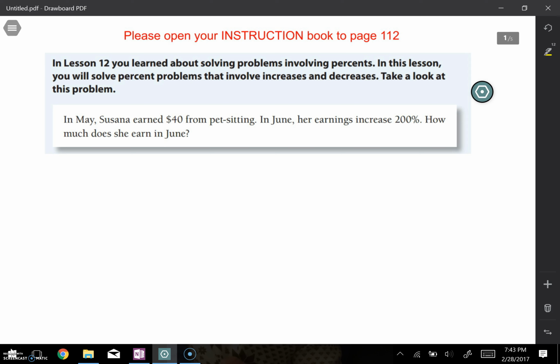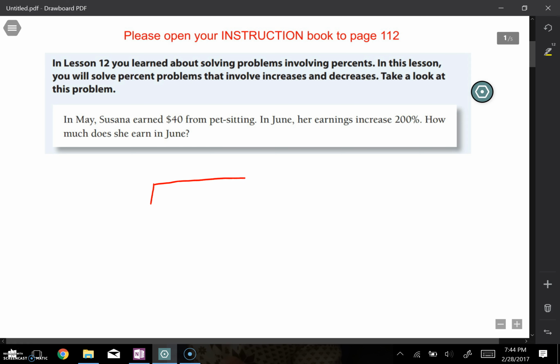In May, Susanna earned $40 from pet sitting. In June, her earnings increased 200%. How much does she earn in June? You guys know that in class we talked a lot about visualize in math and not memorize. So here is just a quick memory tool that we're going to use today.